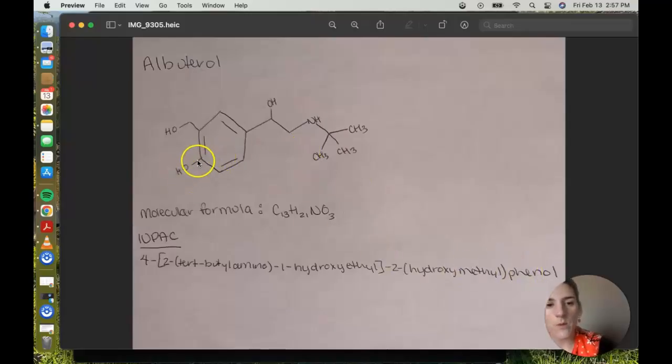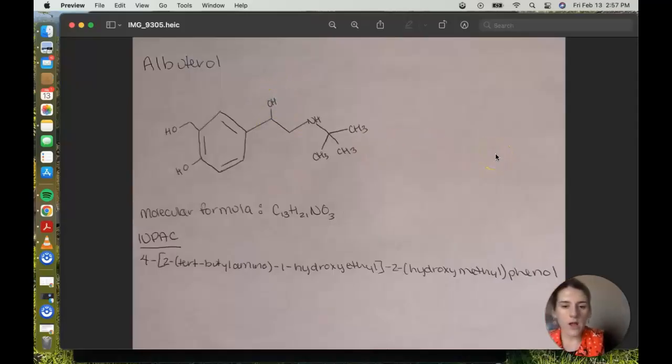So this is carbon 1, carbon 2 is our hydroxymethyl, carbon 3, and then 4 is where we branch off. 4 is in this bracket. We got 2-tert-butylamino. This right here is our amine. It is a secondary amine since it's got 2 connection sites to it. And then we have our alcohol group right here.